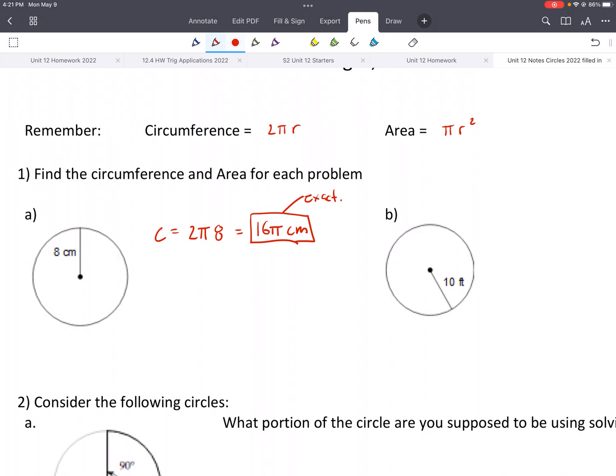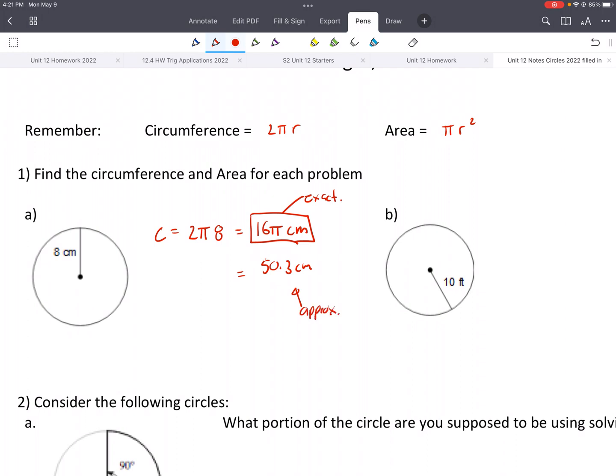Sometimes it's useful to do an approximate answer, so we would just do 16 times pi, okay? And that gives me 50.3 centimeters. Okay, so this is approximate.